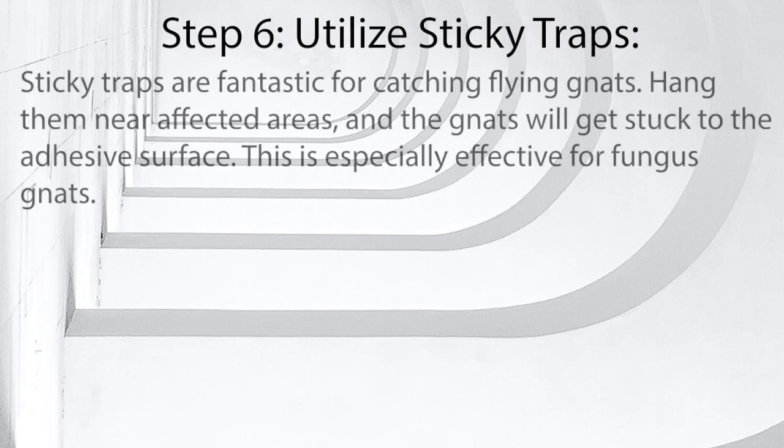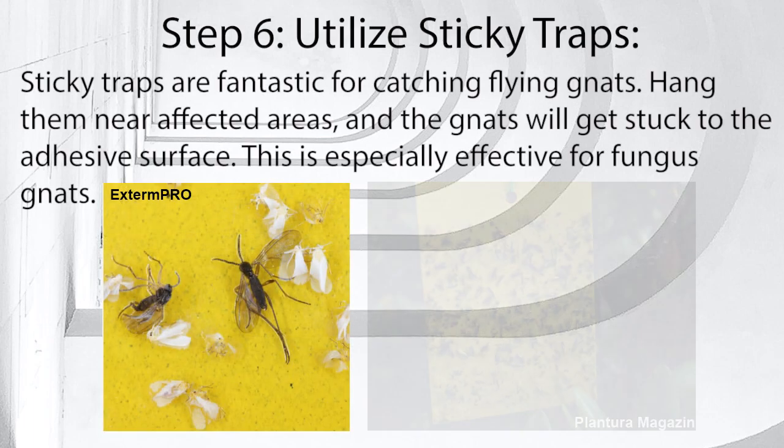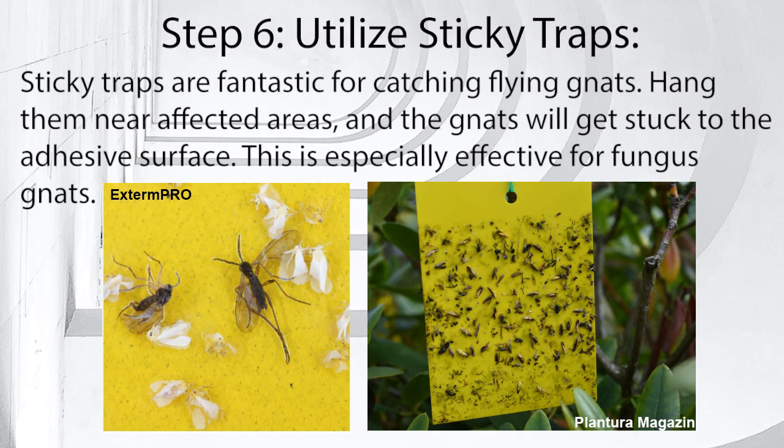Step 6. Utilize sticky traps. Sticky traps are fantastic for catching flying gnats. Hang them near affected areas, and the gnats will get stuck to the adhesive surface. This is especially effective for fungus gnats.